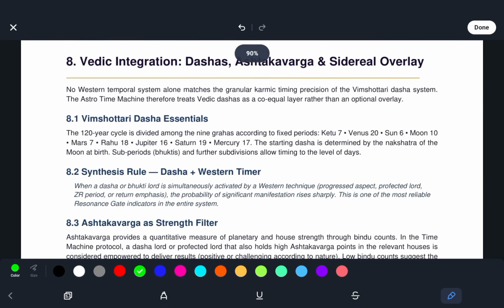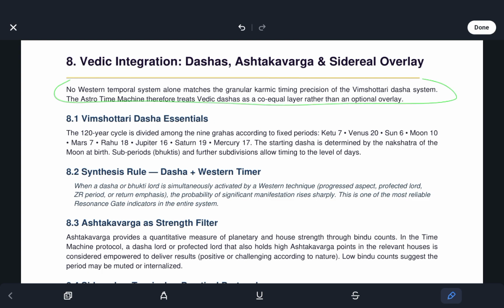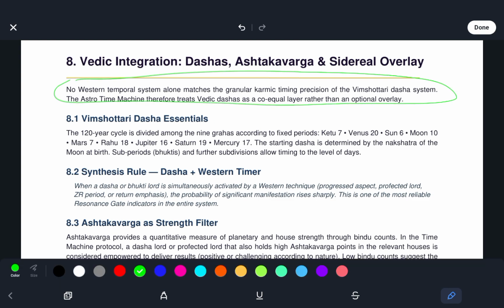Vedic integration. No Western temporal system alone matches the granular karmic timing precision of the Vimshottari Dasha system. The Astro Time Machine therefore treats Vedic dashas as a co-equal layer rather than an optional overlay.